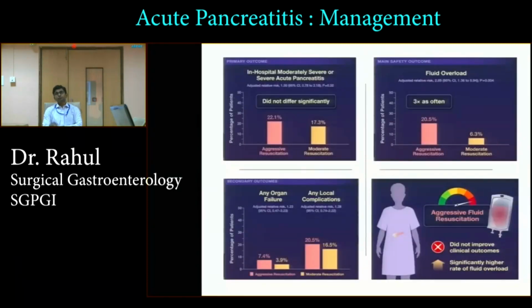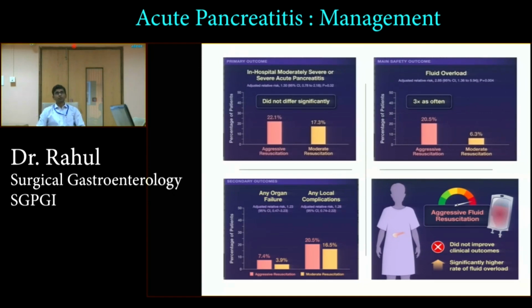Next, please. What they found was that in-hospital moderately severe or severe acute pancreatitis did not differ. Whether the patients developed moderately severe or severe acute pancreatitis did not differ in both arms. There was fluid overload found in the aggressive arm, which required a longer hospital stay.